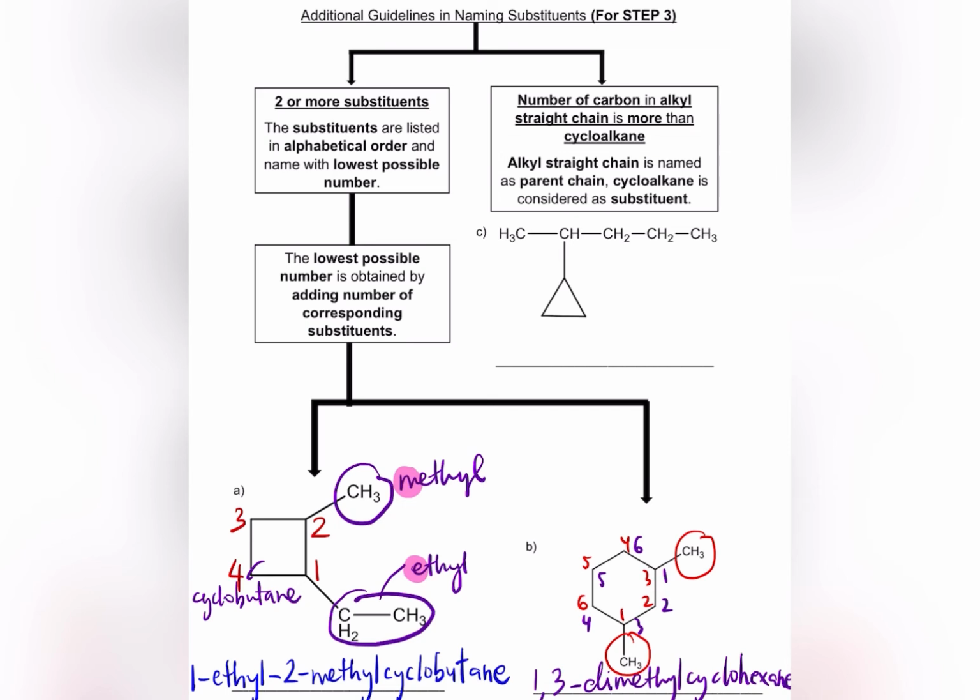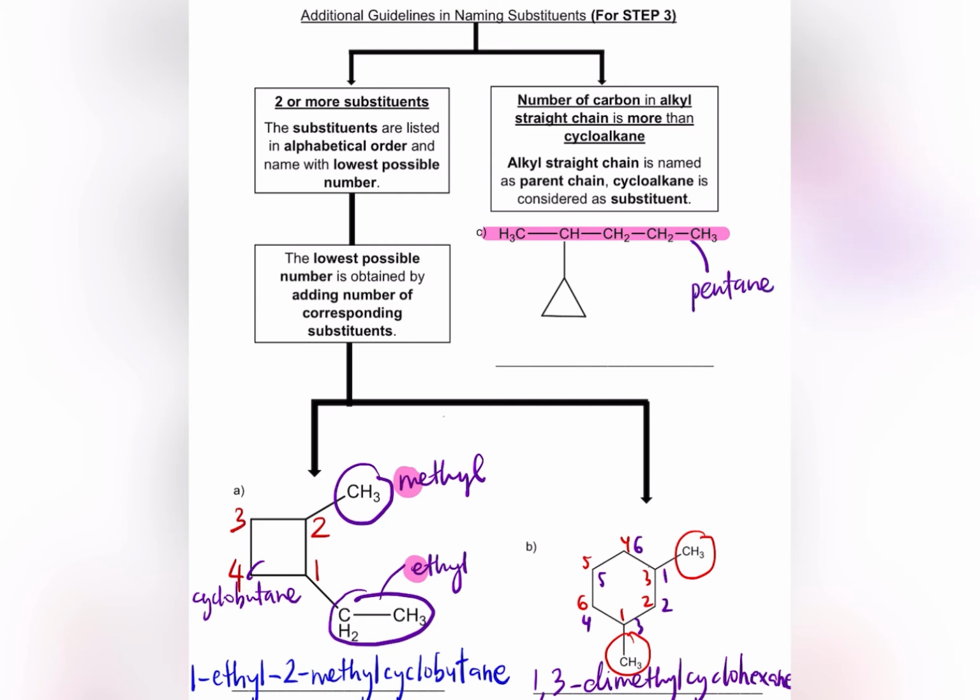Let's go to the next example, structure C, where in this case the number of carbons in the alkyl straight chain is more than in the cycloalkane. So in this case, your cycloalkane is not the parent anymore. It's going to be your substituent. Why? Because here I got 3 carbons only, but here I got 5 carbons. So which one is my parent? This will be my parent, and 5 carbons means the parent name is pentane.